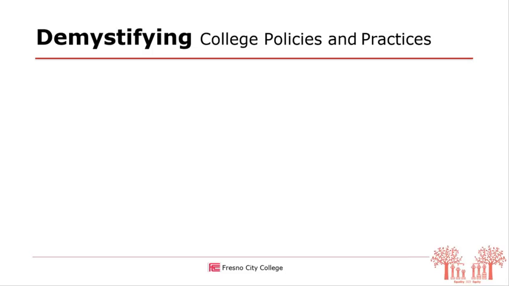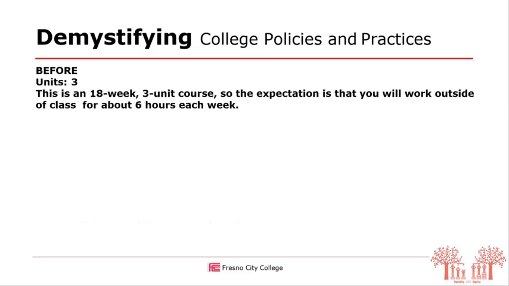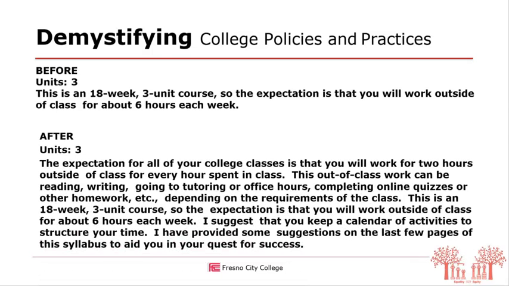For years, my syllabus included one simple statement about the unit. This is an 18-week, 3-unit course, so the expectation is that you will work outside of class for about 6 hours each week. My latest version goes like this. The expectation for all of your college classes is that you will work for 2 hours outside of class for every hour spent in class.